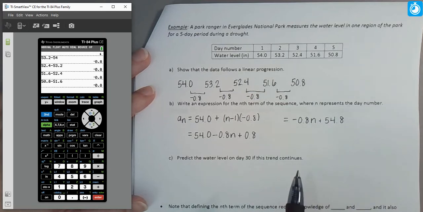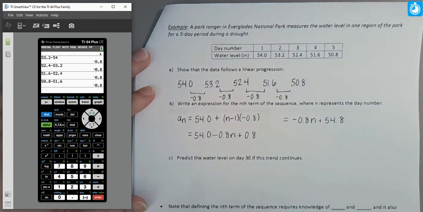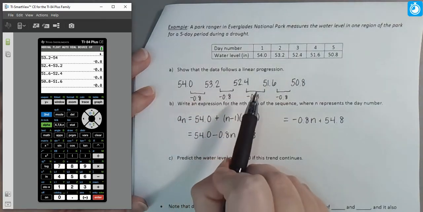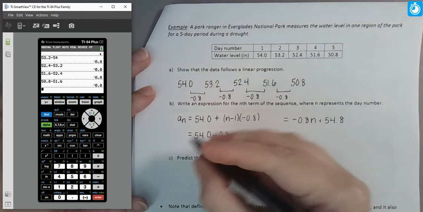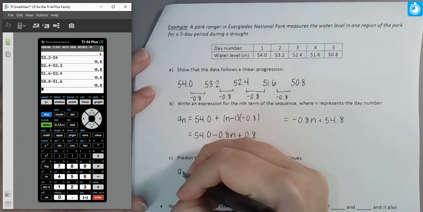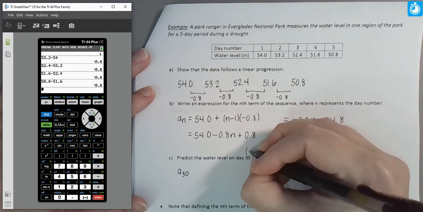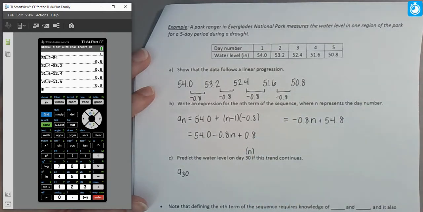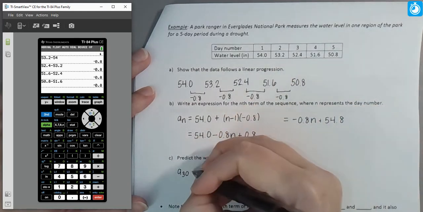So based on the information we have so far and based on the trend that we see, we want to predict the water level on day 30, assuming that the trend continues. In other words, we're progressing in a linear fashion so far. Suppose we continue to do so. What will the water level be on day 30? So in other words, we want to find the value of a sub 30. 30 in this case is going to be our value for n, and so we want to find the 30th term in the sequence represented by this data.